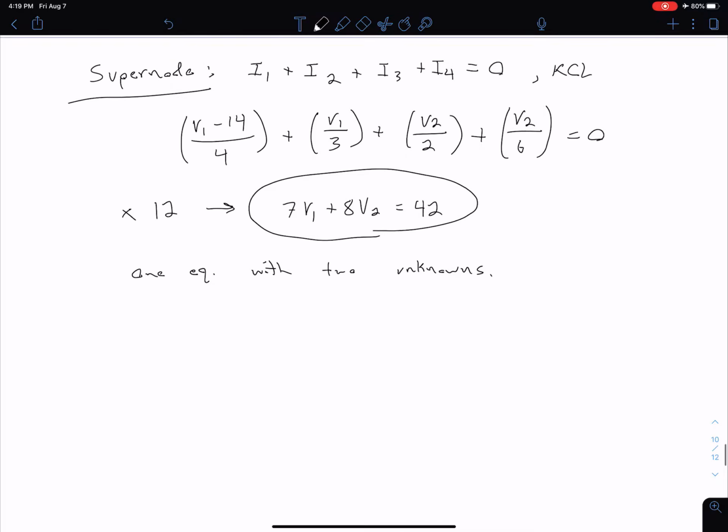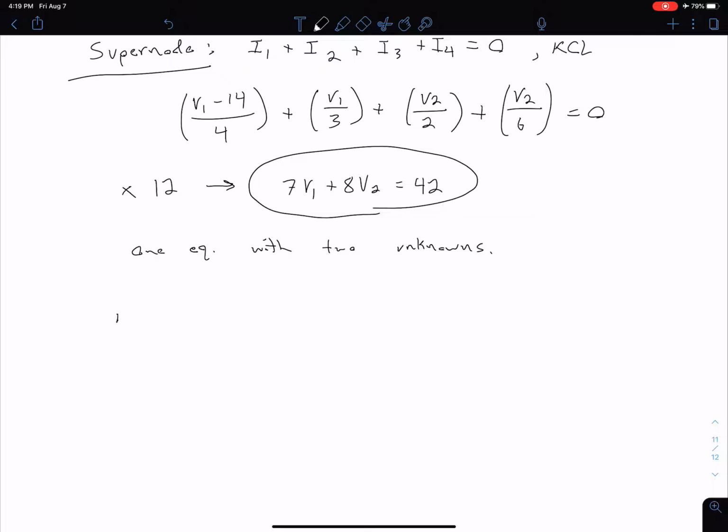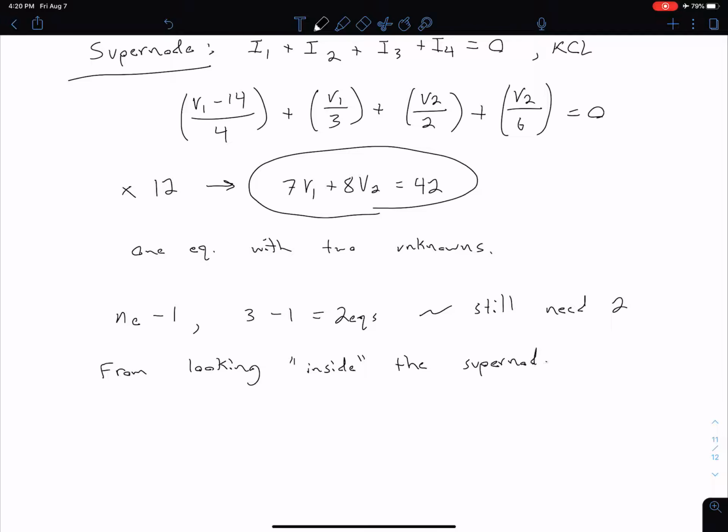And so what we're going to see is we still need our two equations. So remember way back at the start we said n sub e minus 1, in this case was 3 minus 1, was two equations. So we still need 2 in this case. That doesn't change, but what changes is where we get those two equations. And so we're going to get our second equation from looking, in quotes, inside our supernode. We can also call this our supernode constraint equation.